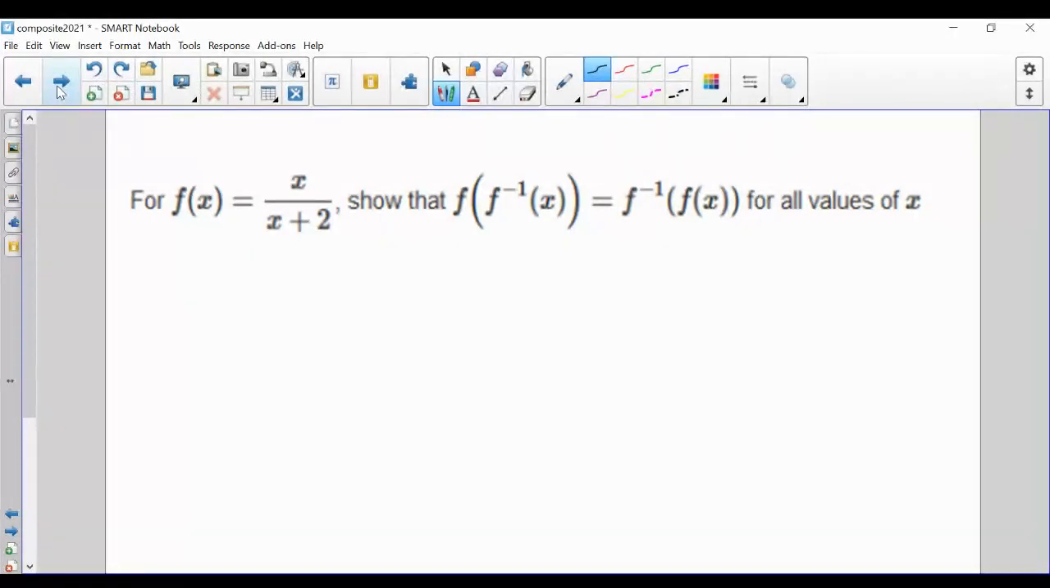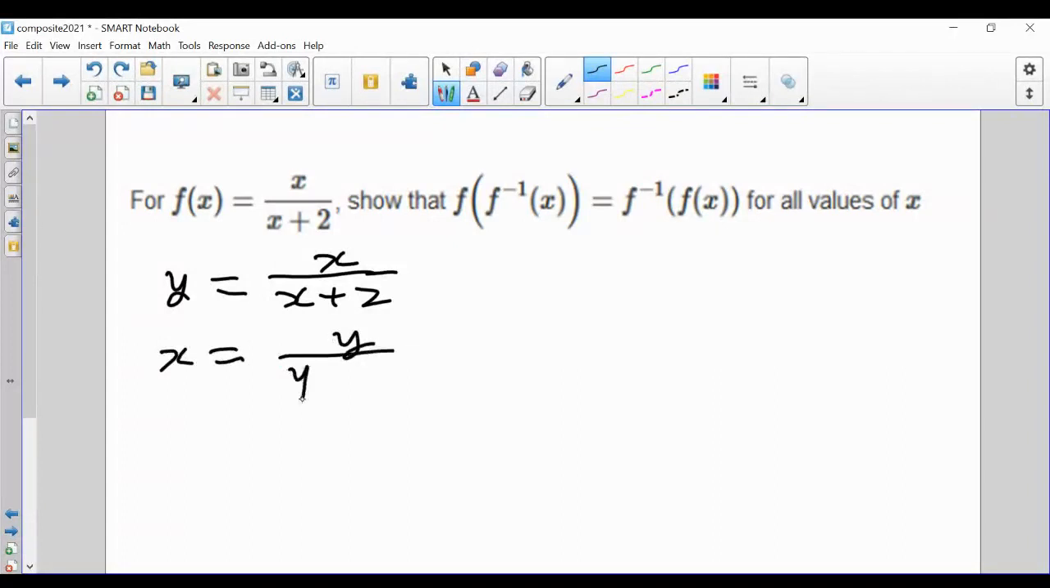Here we go. So let's first of all find the inverse function for this f of x function. That's our first goal. So y is equal to x over x plus 2 is my original function. And I'm going to first of all flip my x's and my y's, right? Stop me if I'm going too fast. So I'm going to say that x is equal to y over y plus 2. Okay, so far so good. All I've done is I've traded my x's and my y's.